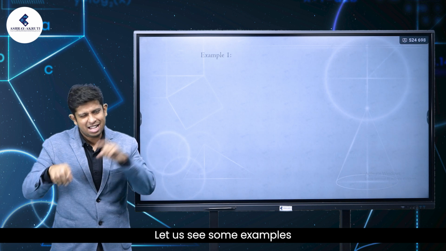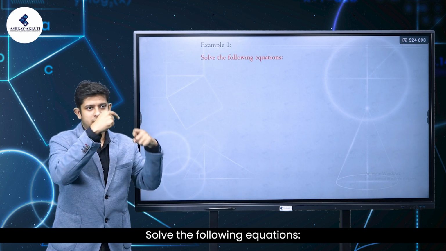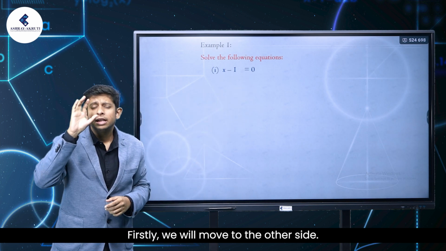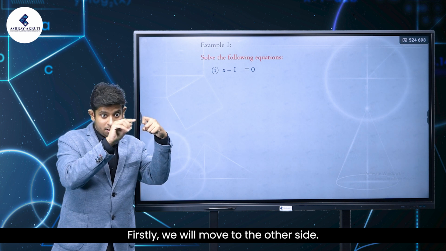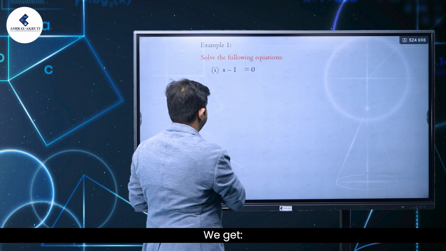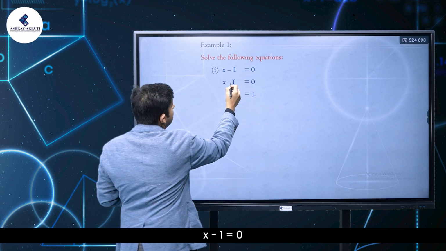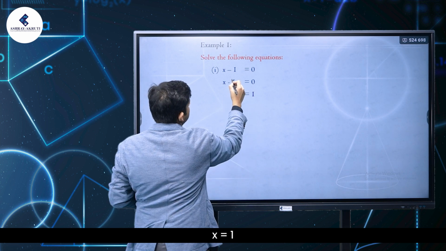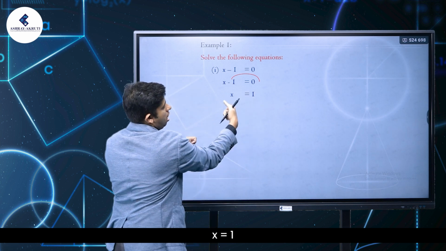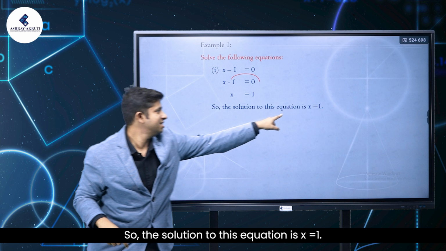Let us see some examples. Example 1. Solve the following equations. x - 1 = 0. Firstly, we will move -1 to the other side. When we do this, -1 will become +1. We get x = 1. So the solution to this equation is x = 1.